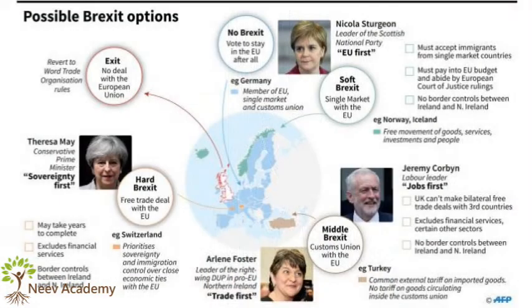So these are the options now. The first option, of course, is no Brexit. Remember, the chief of the European Union and the German chancellor Angela Merkel have made it very clear that this deal that they have offered to UK is the best possible deal, and there is no question of any further negotiations. They have made it amply clear.